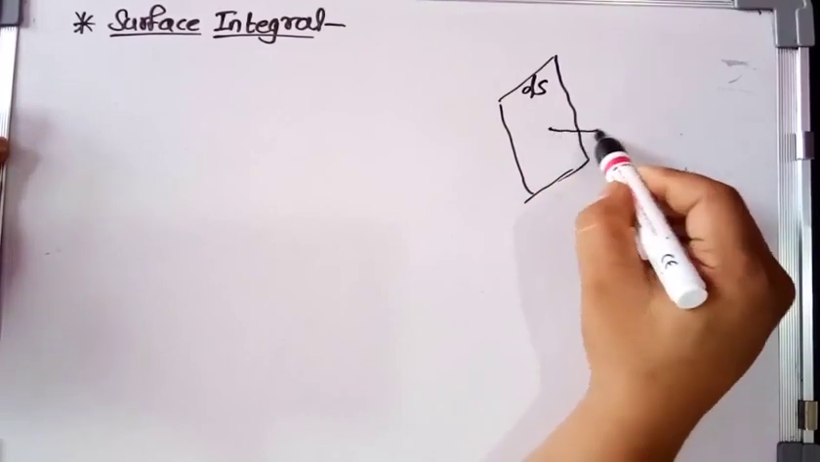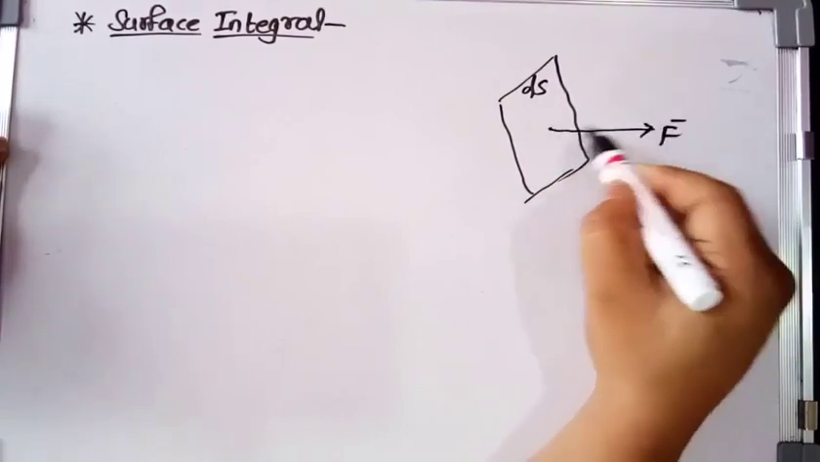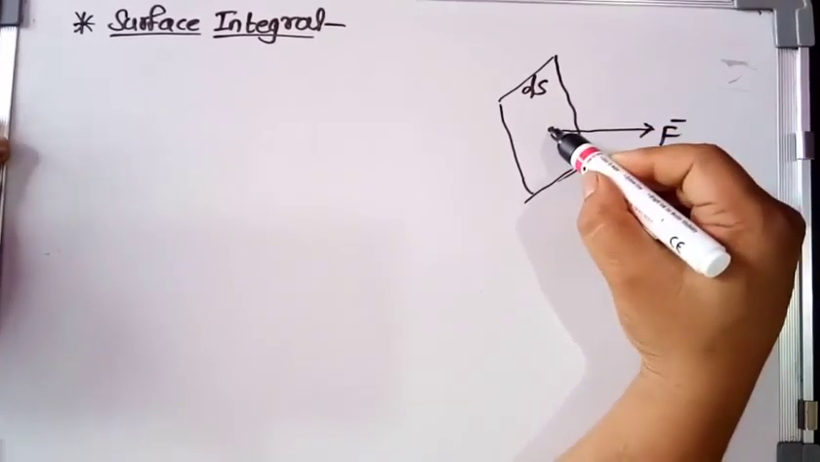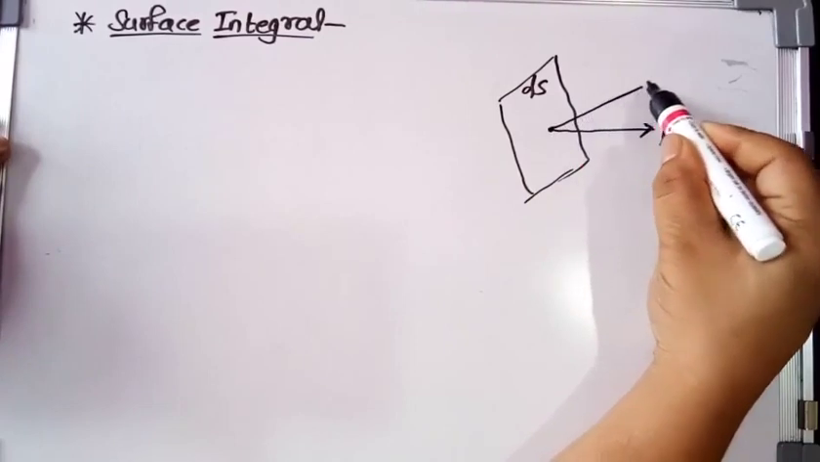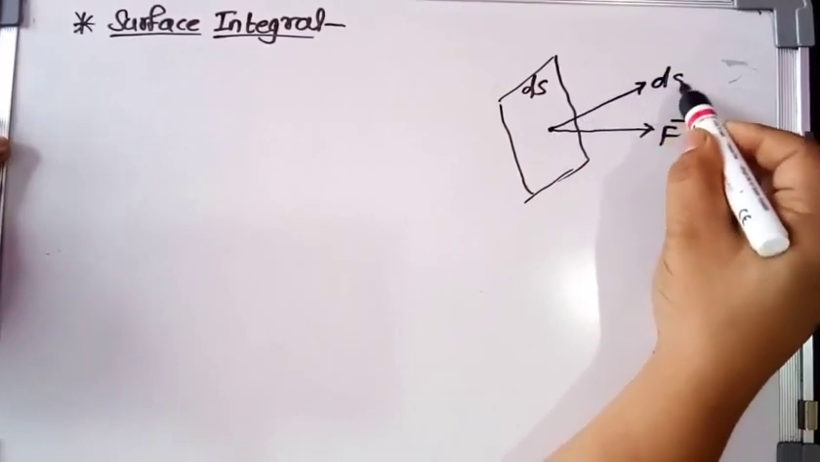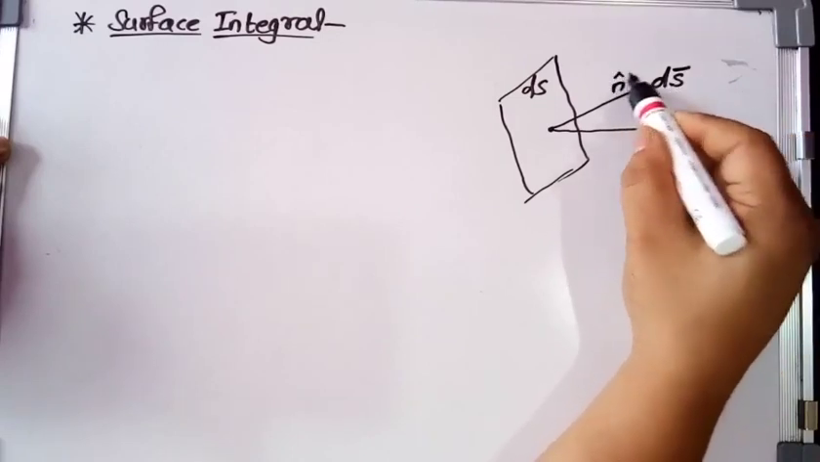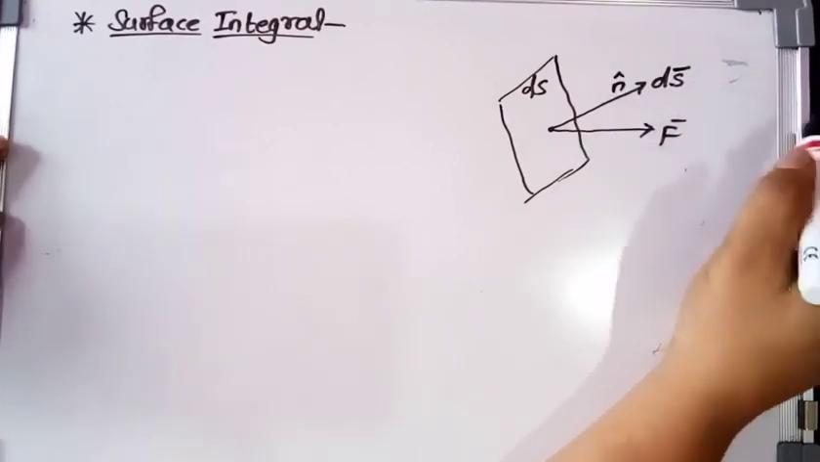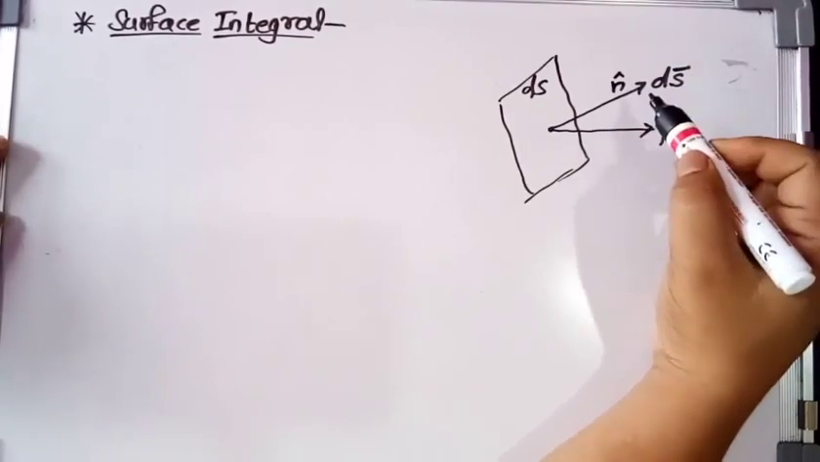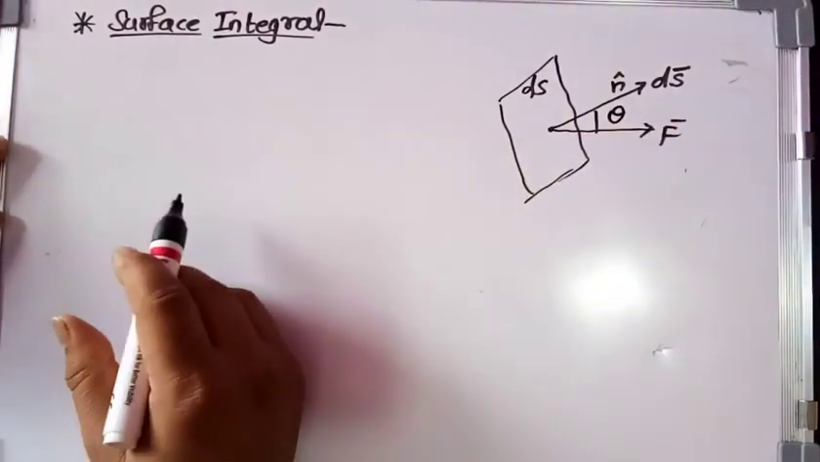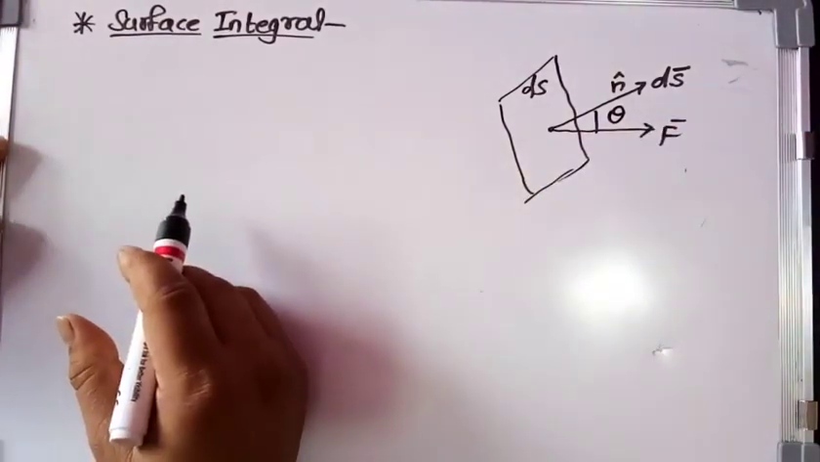Then this is the direction of the function f bar. If you draw the normal, perpendicular to the surface, it goes along this direction. This is perpendicular to the surface. This is known as the length element vector ds bar, and also the direction of normal n cap. And here the angle between these two is theta. The angle theta is the angle between the surface element vector and the vector point function.